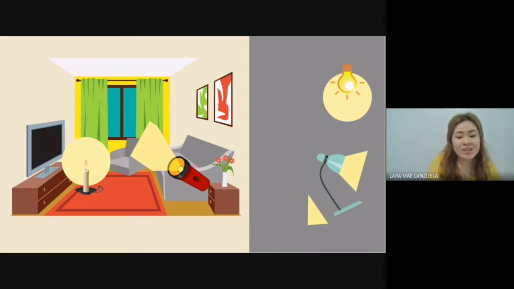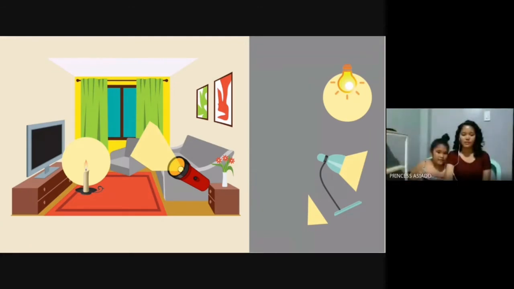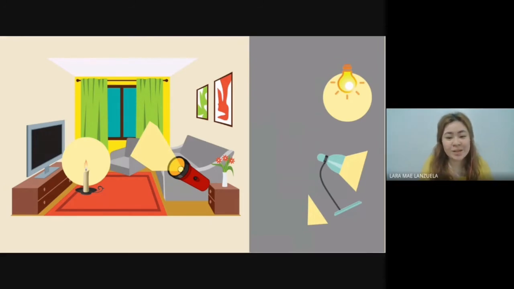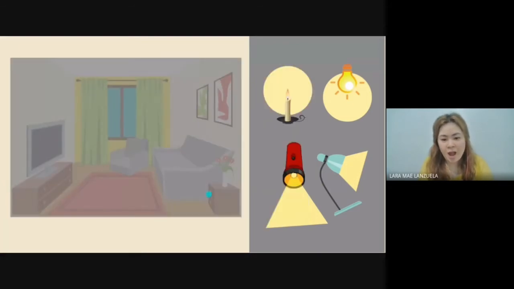Very good. So since there is no electricity, we can only use flashlights and candles. A flashlight has batteries, while a candle only needs a fire, and both do not need any electricity. So very good. But what will happen next when we have these light sources? What happened in the picture? It is bright. There will be some light, so it will not be dark anymore. So, very good. Now, how about this for the second situation? What if the living room is dark again, but there is electricity? Which among these can we use to light this place up?